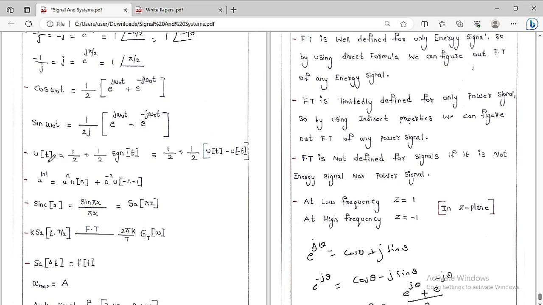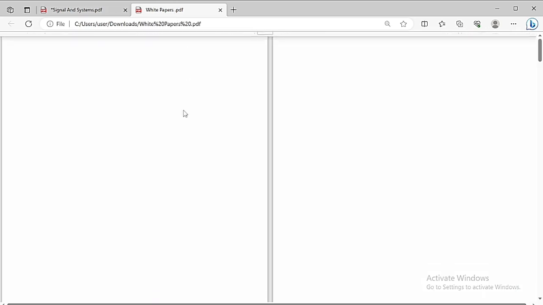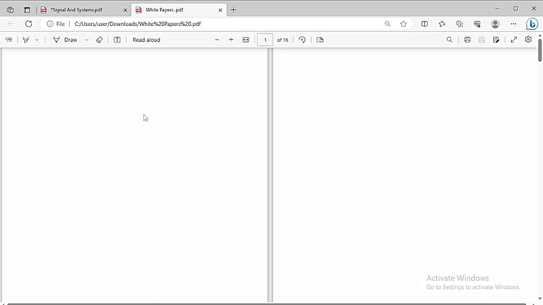And what is u of t? U of t you can write like this: half plus half into sigma of t, where sigma of t means u of t minus u of minus t. So if you simplify, the same thing, which is equal to u of t. So let me write this one. See, basically what I am trying to tell you is very simple. So u of t is there, and I want to write u of t in terms of the even function as well as the odd function.